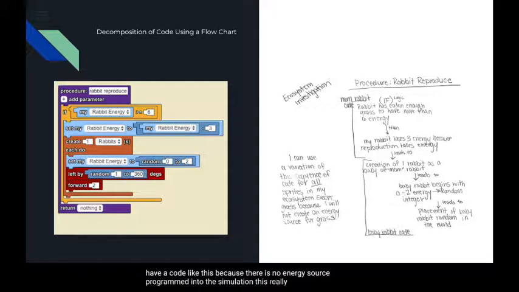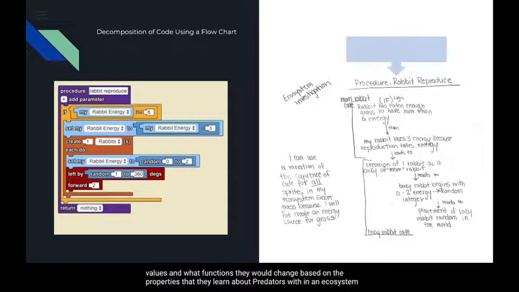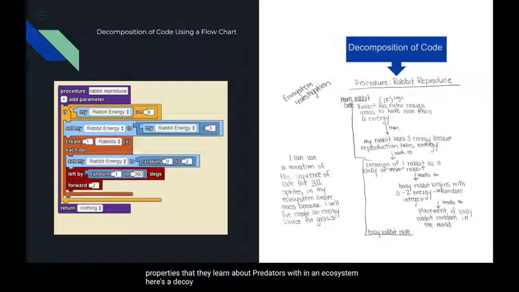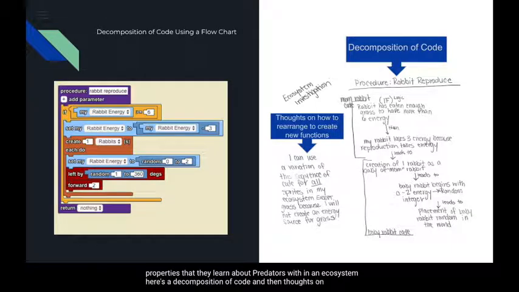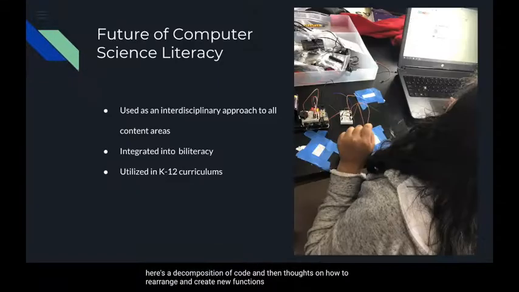This really helps students talk through what the code does. They could do these same flowcharts then when drafting their code for their predator, and what values and what functions they would change based on the properties that they learned about predators within an ecosystem. Here's a decomposition of code, and then thoughts on how to rearrange and create new functions.